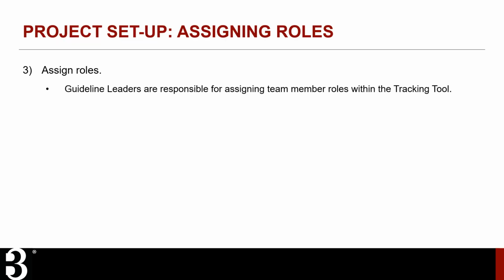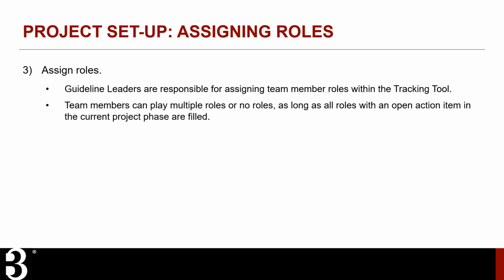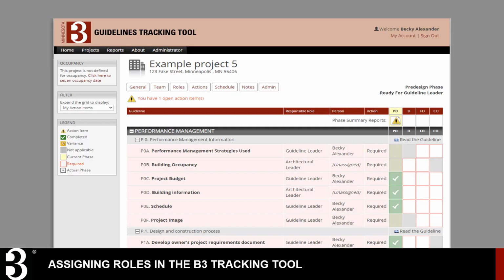It is also the responsibility of the Guideline Leader to assign team members to roles within the tracking tool, such as Energy Leader, Civil Leader, and others. Each team member can play multiple roles or no roles, as long as all roles within an open action item in the current project phase are filled. The project dashboard shows the roles that have responsibilities during the current project phase. In this project, some roles required for the current project phase are already filled, such as the Guideline Leader. However, other roles with responsibilities in the project phase, like the Architectural Leader, are still unassigned.